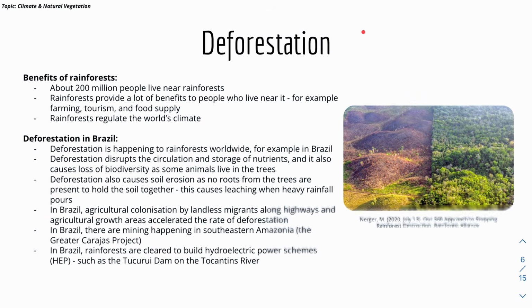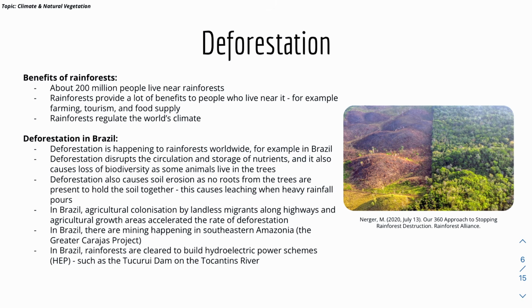And then we have deforestation happening in the rainforest. So here are some benefits of rainforests. About 200 million people live near rainforests, as they provide lots of benefits to people who live near them, for example farming, tourism, or supply. And rainforests also regulate the world's climate.